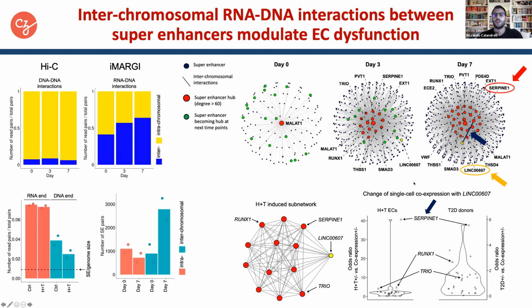Then we focused on the novel interaction established by day 7 between 2 super-enhancers overlapping SERPINE1 and LINC00607, as pointed here by the blue arrow. And strikingly, we also observed that these 2 genes show increased co-expression in dysfunctional single cells compared to the healthy ones, both in vitro and in vivo.